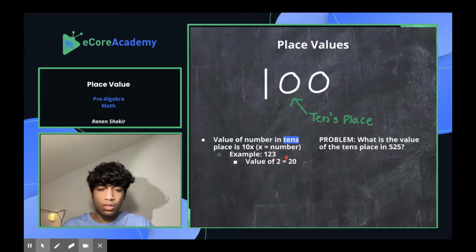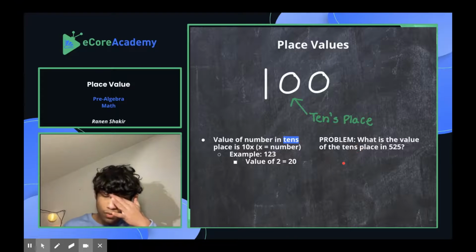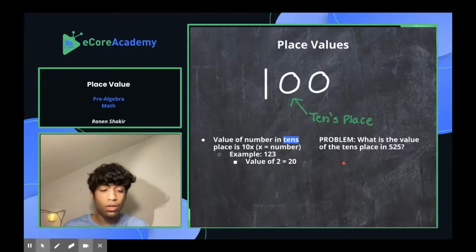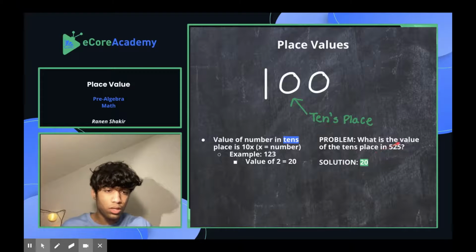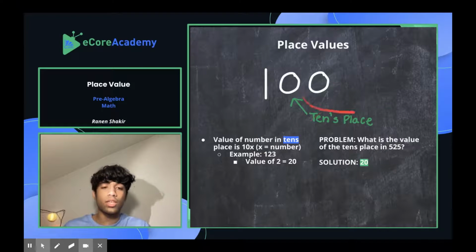And this should make sense to you as well. So if you look at the problem, same number again, what is the value of the tens place of 525? You should get 20, because you plug in the 2 again for 10x, you get 20. So that's the tens place.